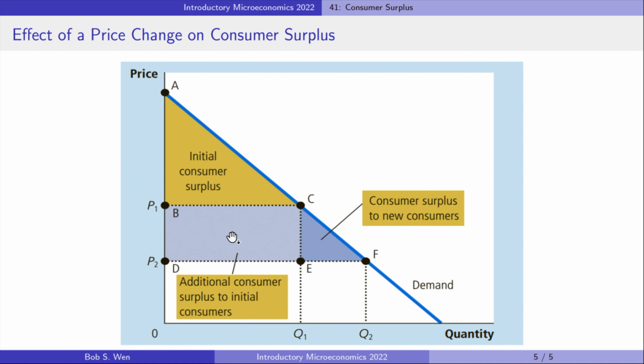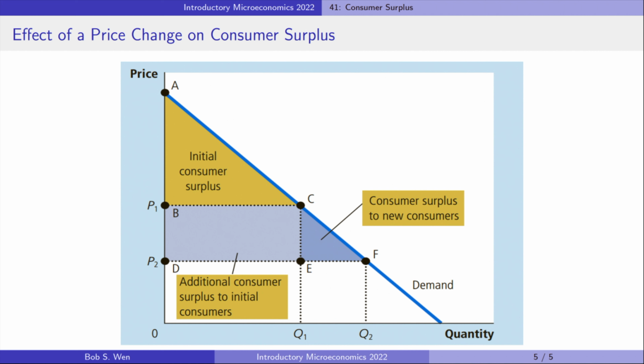Second, some new buyers enter the market because they are willing to buy the good at a lower price. As a result, the quantity demanded in the market increases from Q1 to Q2. The consumer surplus these newcomers receive is the area of the triangle CEF.